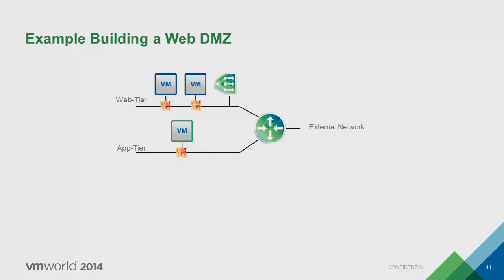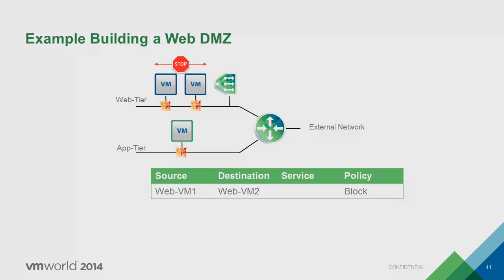So going a little deeper, I'll make the example based on a web DMZ. We have two web tier VMs. You would also see a load balancer that effectively sits up here. We have a logical router, and the external network would be on that side. The app tier VM is just a single VM. So microsegmentation, or the distributed firewall, allows you to also segment traffic on the same logical switch, as I mentioned before. Typically, the traffic comes in from the outside world and potentially hits the load balancer.